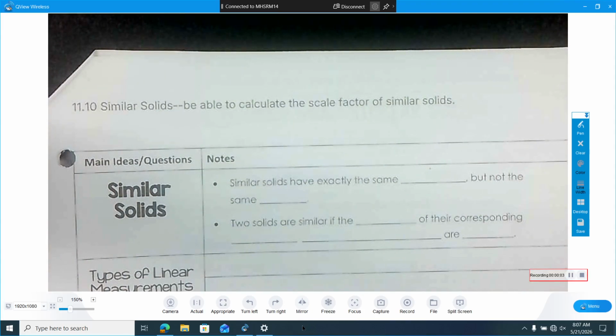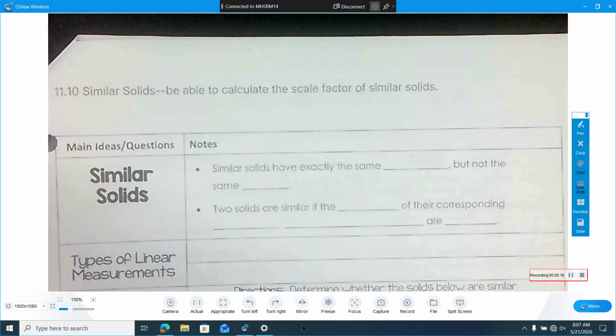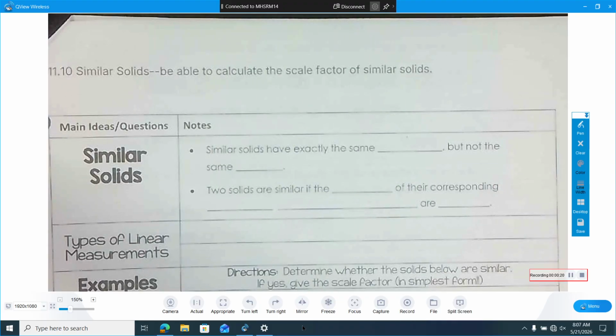Alright, we are talking about similar solids again today, and I have to say, I don't recall ever learning this when I was in geometry. Times change, but they did have a question on the SAT about this.